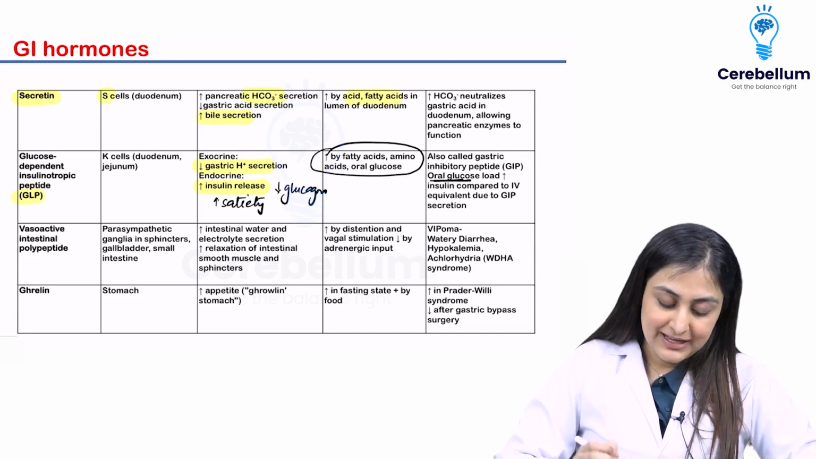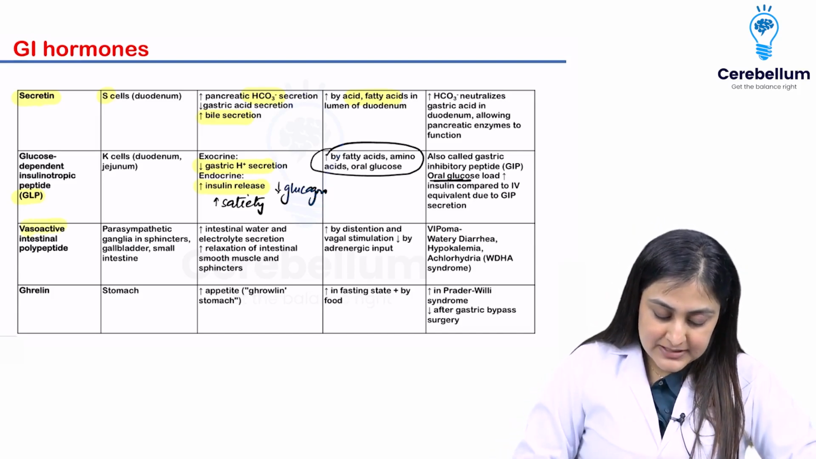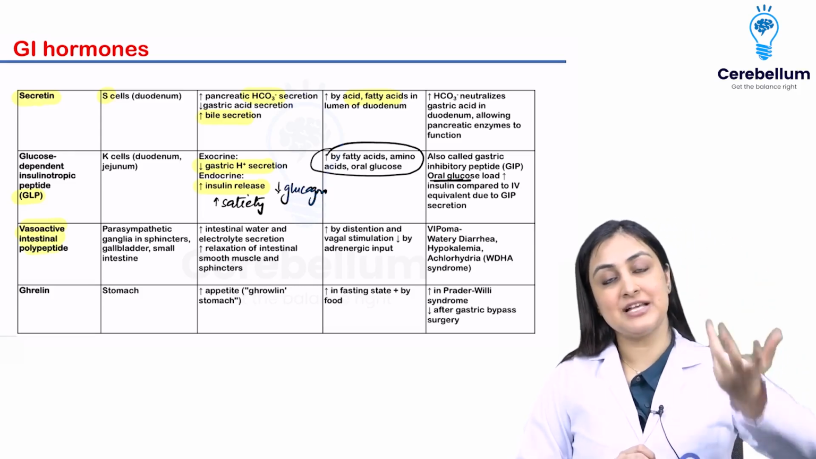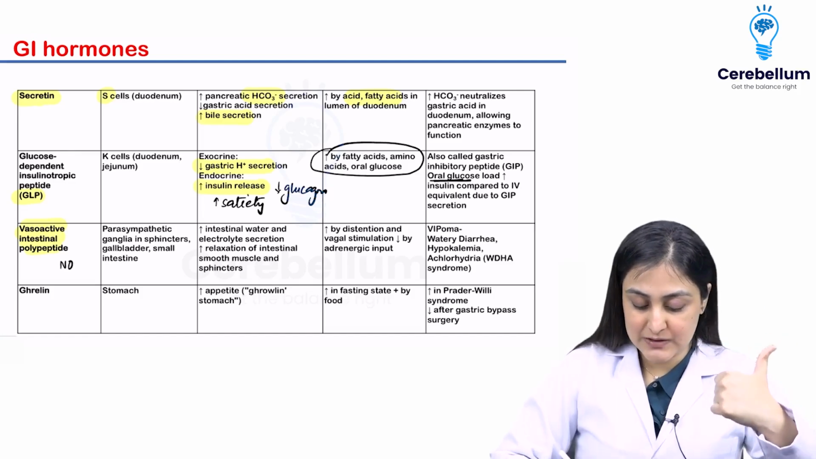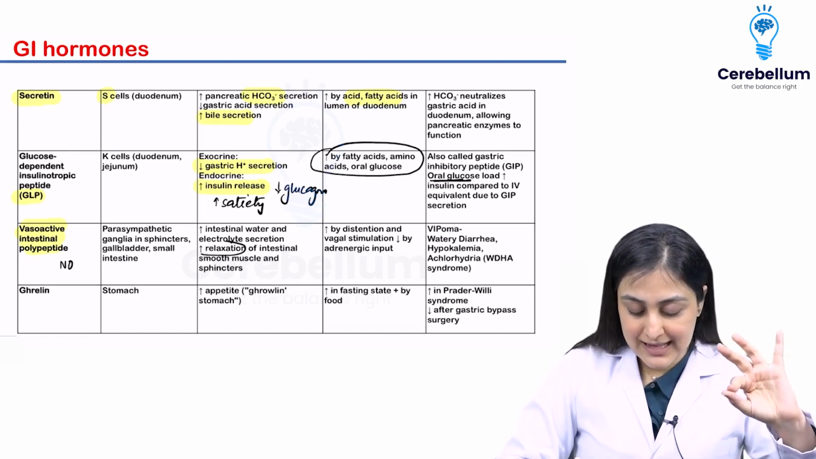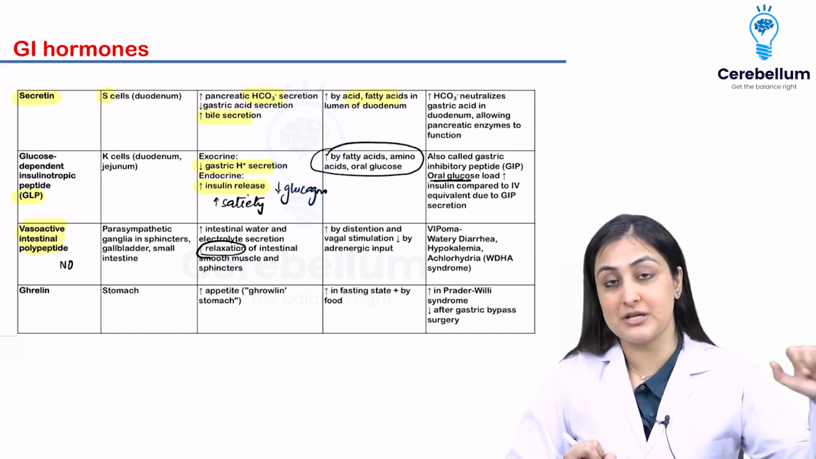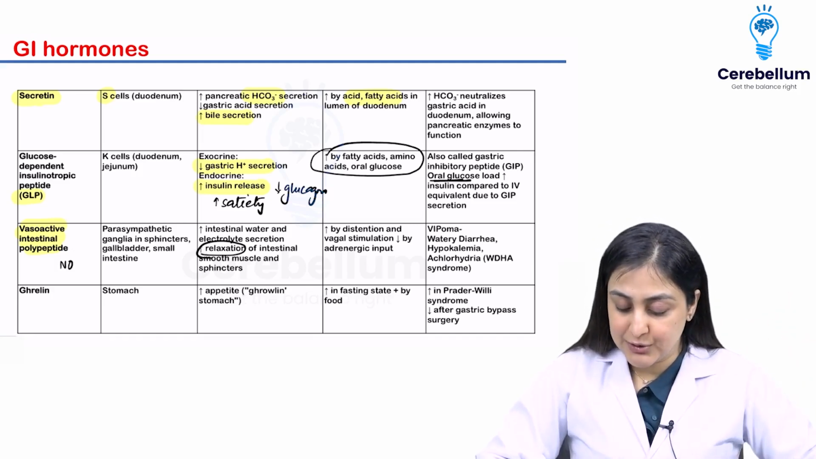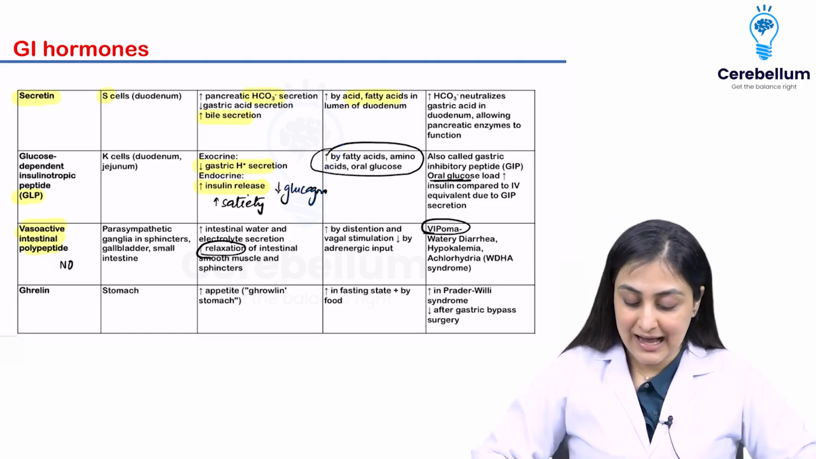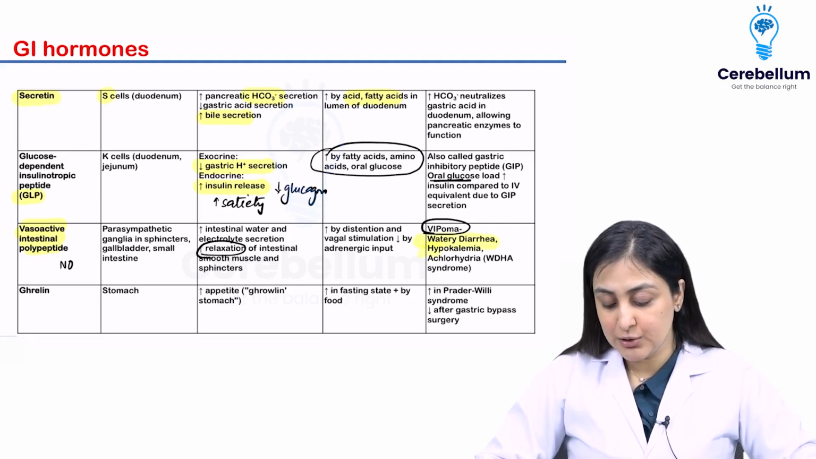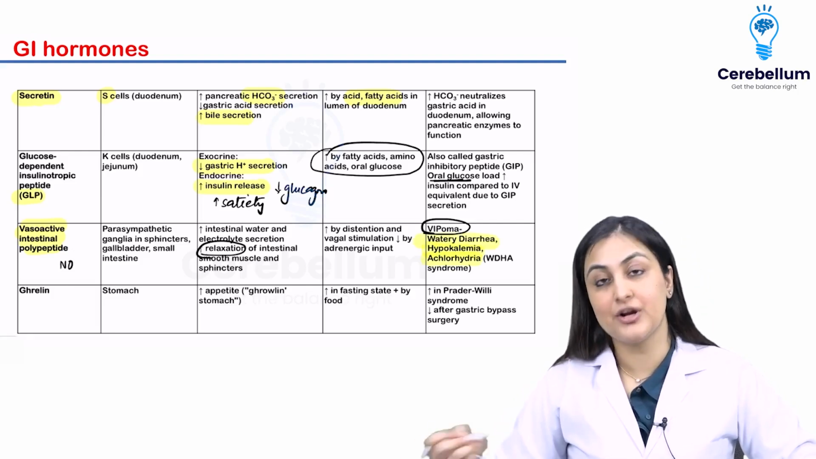Then we have VIP. Again, VIP is something which is a relaxant. As we have seen, VIP and nitric oxide are your inhibitory neurotransmitters. So they are going to cause relaxation of all of the smooth muscles, is what you want to remember. And you have a VIPoma because everything is getting relaxed. You will have a lot of diarrhea which can lead to hypokalemia and achlorhydria.